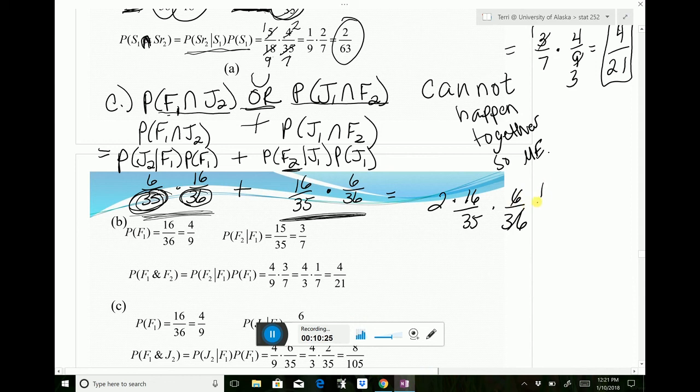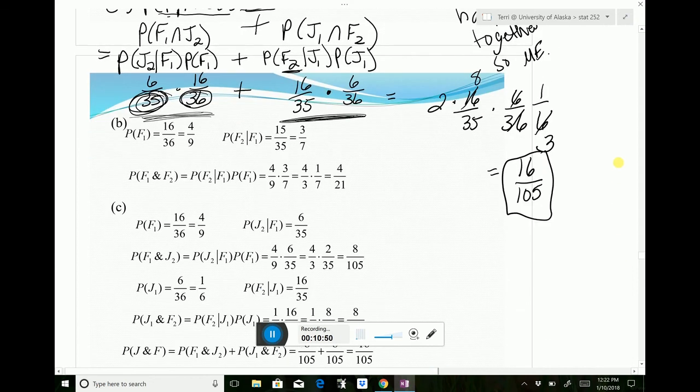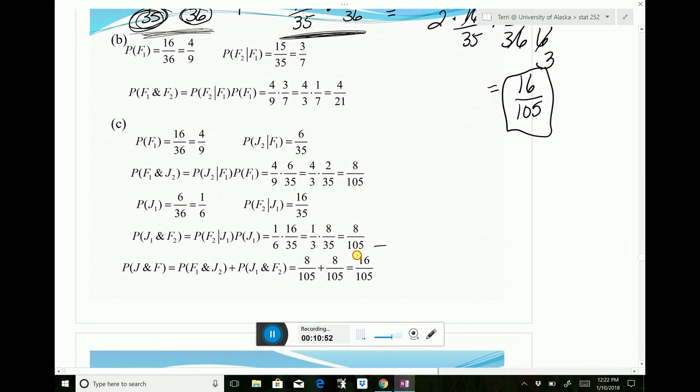So let's see, these become 1 over 6. We can do the 6 with the 16, 8, and 3. And it looks like we have 16 over 35 times 3 is 105, I believe. And that would be our answer. 16 out of 105. Or 6 out of 105 and 16 out of 105, which is the same thing that I got down here. So you can see these were the same answers that we got.